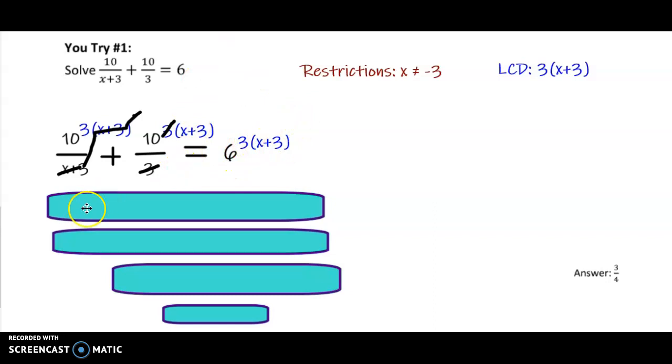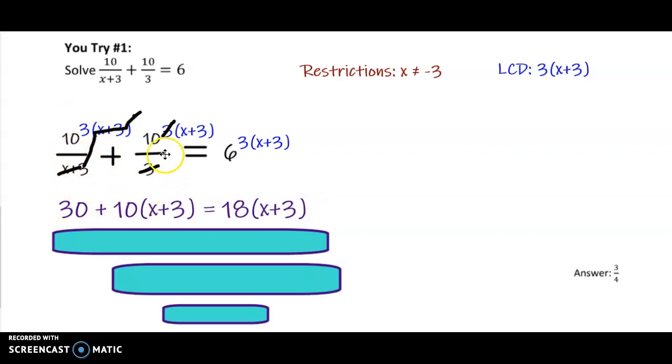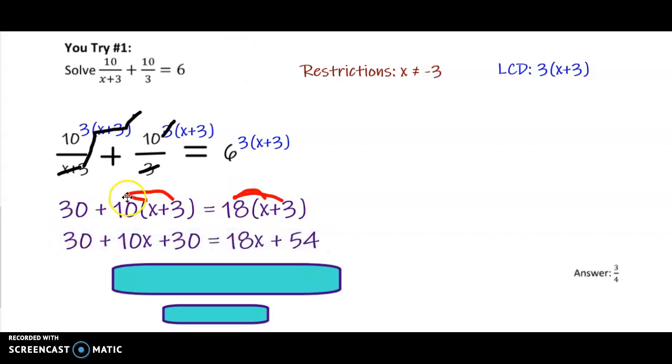When I start multiplying, on the first fraction, I have 10 times 3, which is 30. The second fraction, I have 10 times x plus 3. And for the last one, 6 times 3 gives me 18 times x plus 3. Then I'm going to distribute 10 times x and 10 times 3. Also 18 times x and 18 times 3. So that's going to give me 30 plus 10x plus 30 equals 18x plus 54.